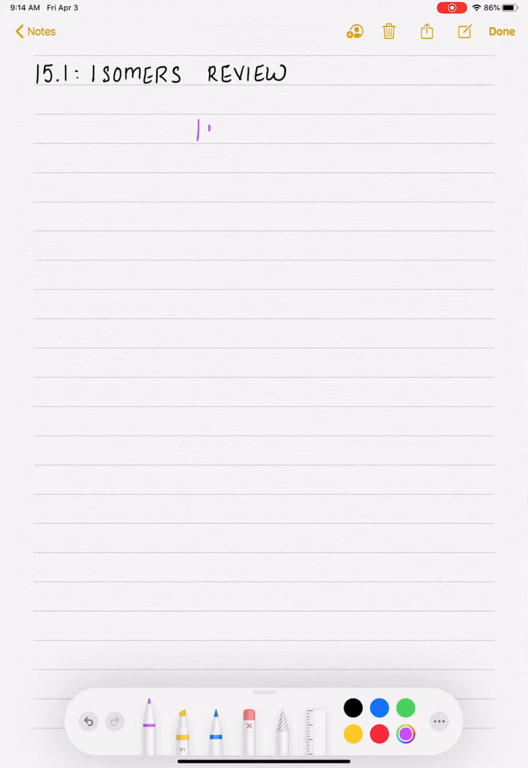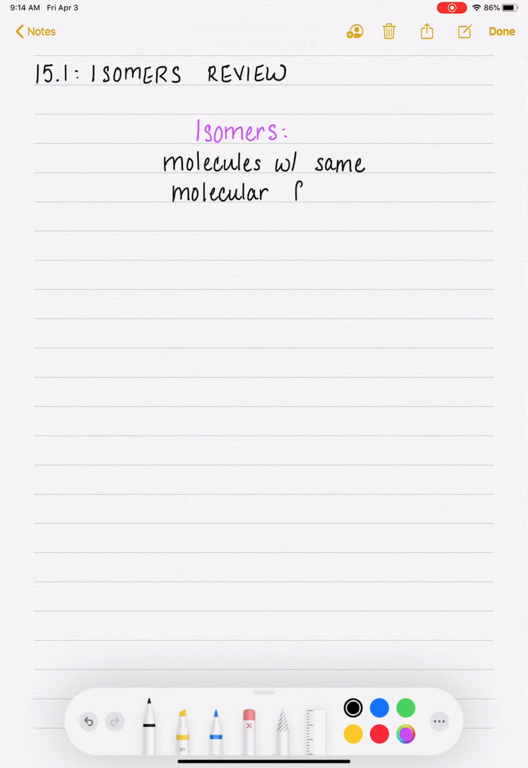So first of all, let's review the term isomers. Isomers we defined as a pair of molecules, or it could be more than two. So it's a set of molecules that have the same molecular formula, which means that they are going to have the same number of each type of atom. But isomers are different because they have something different about their structure.